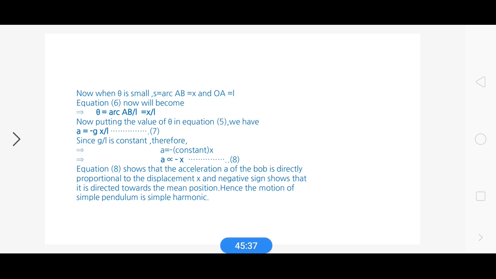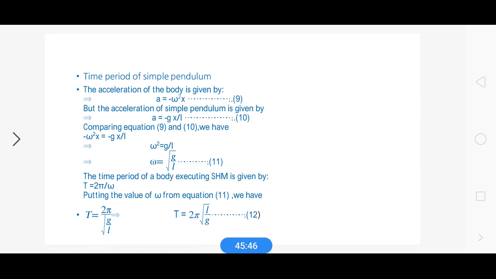We already have the formula a is equal to omega square x, and a is equal to minus g x by L is the equation. By comparing these two equations, omega square is equal to g by L, and omega is equal to under root of g by L, and the time period of the pendulum is T equals 2 pi under root of L by g, where L is the length, g is the acceleration due to gravity, and T is the time period of the simple pendulum.